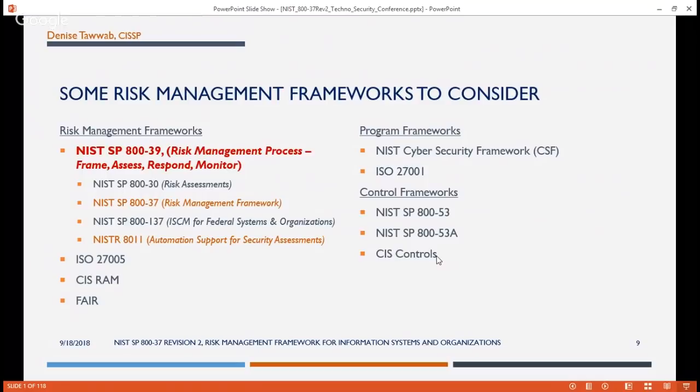And then you have program frameworks, which is your NIST Cybersecurity Framework that you use to stand up your information security program. And under that is ISO 27001. And then you have security control frameworks. And I know that I'm going quickly. These slides will be available. Frameworks that's going to be your NIST Special Publication 800-53, which is the catalog of all the security controls that you could possibly imagine. I'm sure everything's not in there, but there are over 1,000 controls in 800-53. NIST Special Publication 800-53A gives you guidance on how to assess each one of those controls. And then you have the CIS controls.